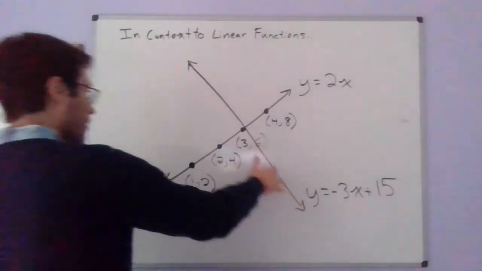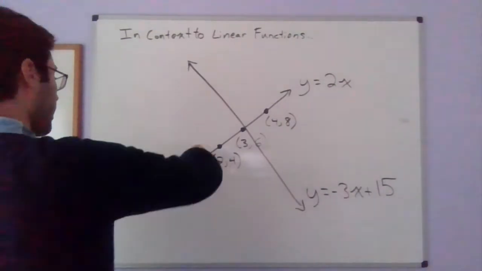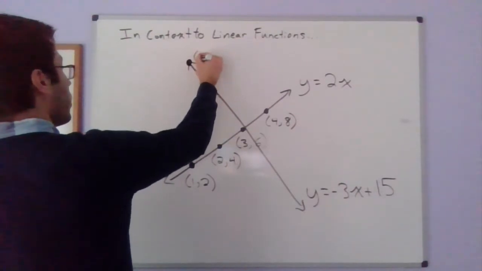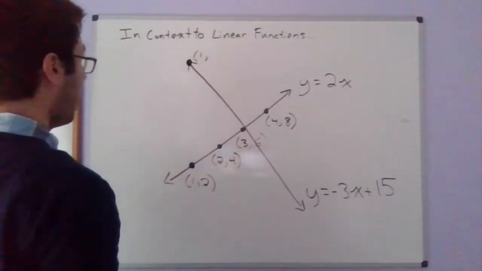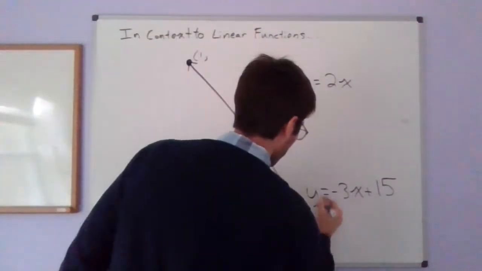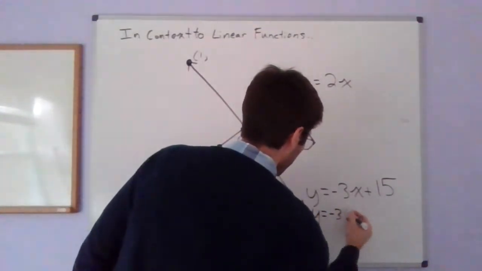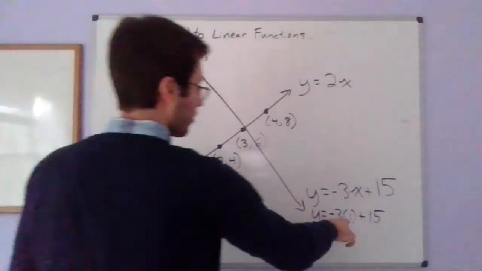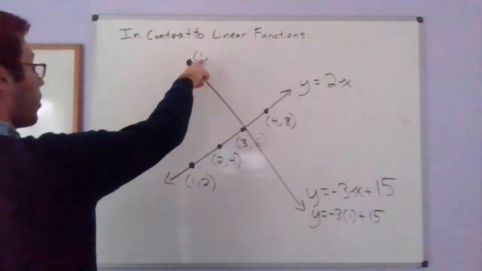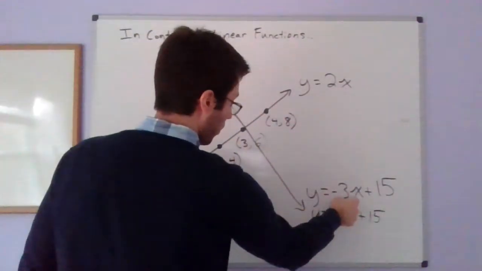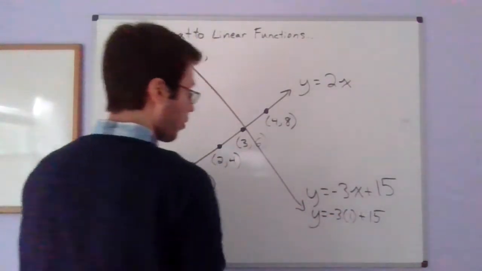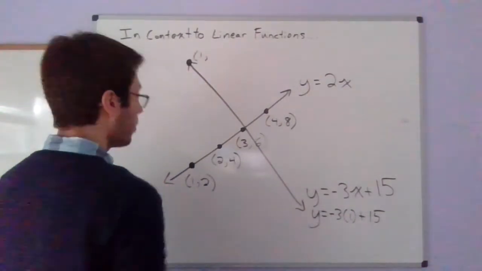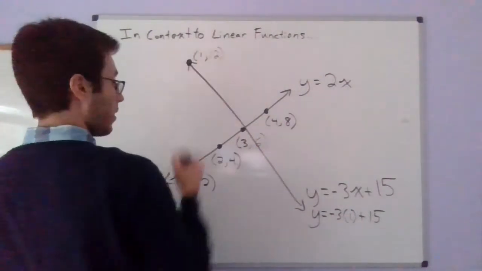Now let's look at this line over here. Let's keep the x-coordinate the same. So let's say this point right here would be 1. Its y-coordinate would be equal to -3 times 1 plus 15. Everywhere I see an x, it's now going to be 1, because my x-coordinate is 1. So I'm replacing x with the number 1 here. So its y-coordinate would be 15 minus 3, which is equal to 12. So I'm going to write the number 12 right here.